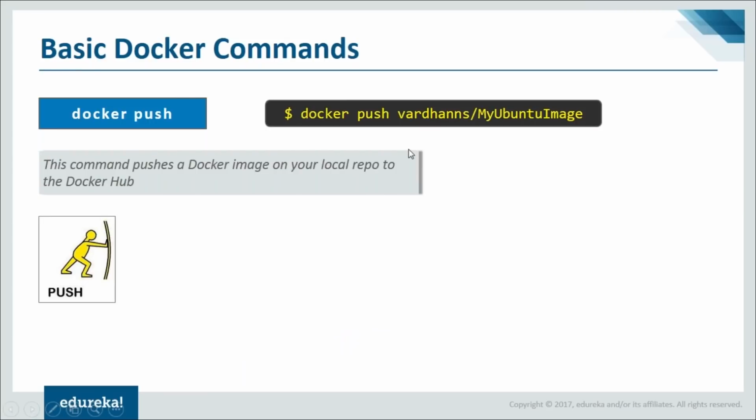Now, like I said, the next command is basically to push your Docker image to your Docker Hub. Remember, the command should have your Docker ID slash the image name. My Ubuntu image, this may be the name of the image that you might have created locally. But if you want to push it to the Docker Hub, you have to tag it with a name, and that name should be your Docker ID. So let me get to the terminal and show you how this command works.